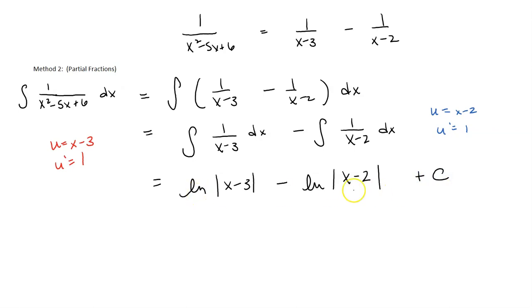And then using the rules of logarithms, because these two are subtracted, we can collapse this to be the natural log of the absolute value of x minus 3 over x minus 2 plus c. And if you flash back to that first method, you'll see that you do get the same answer. They are equivalent. This is a lot easier than the previous method. However, if you don't know this fact up here, then you can't really use this.